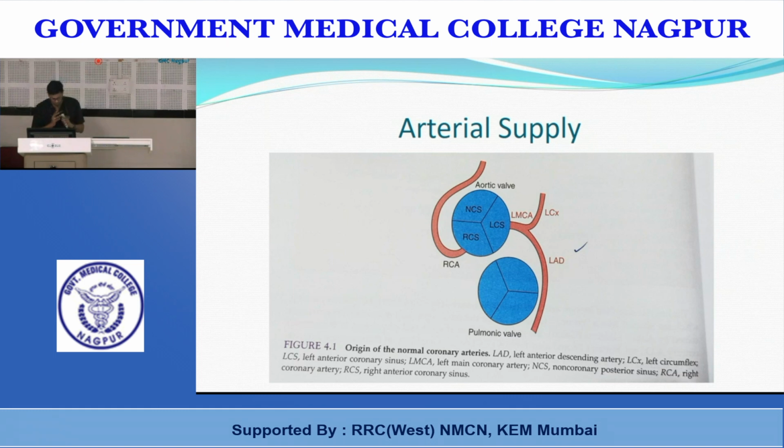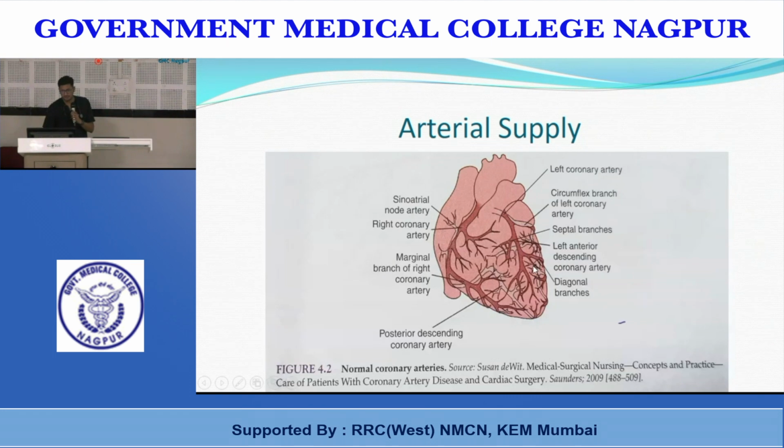Because in tetralogy of Fallot patients, see, those are conotruncal abnormalities. So when the conus is rotating, these arteries, they don't go and combine to the left coronary sinus or right coronary sinus. They go and combine to any sinus. So mostly in TOF and in DTGA, you have anomalies of coronary arteries common.